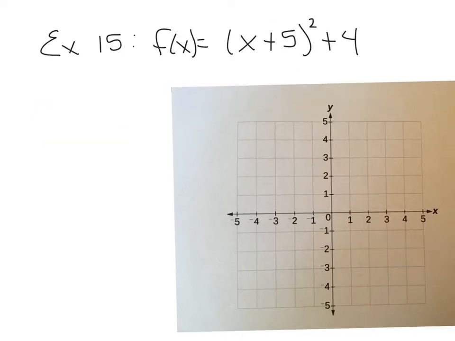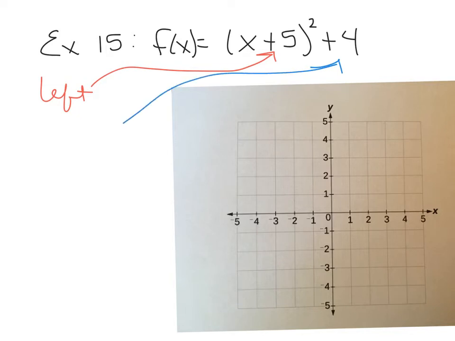Example 15, still on page 250, says f of x equals (x plus 5) squared plus 4. So we're going to look for inside the square here is a horizontal shift, and this will be a shift left. Outside the square is our vertical shift, and this will be a shift up. And then we'll put our vertex in, first going left 5 and then up 4, and that puts us way up here at (-5, 4). That's where our vertex will be.